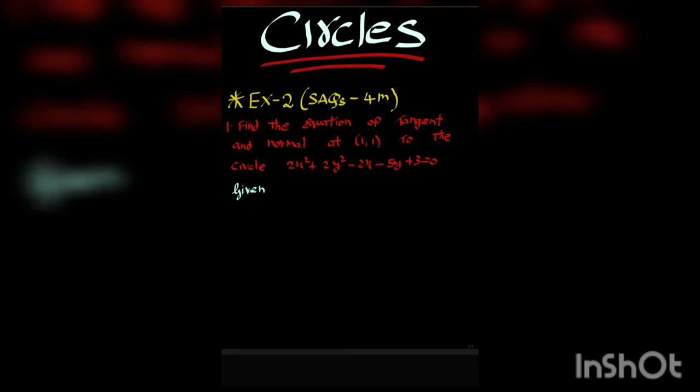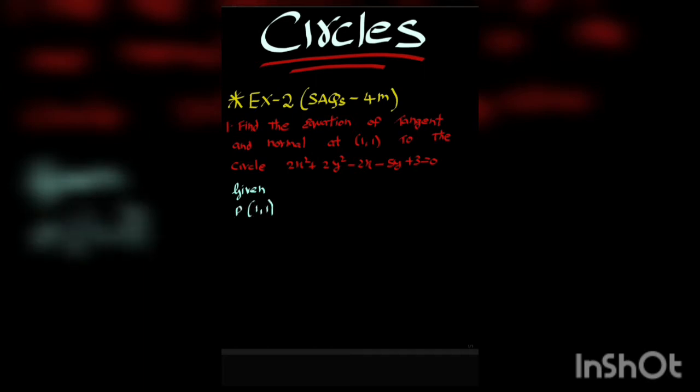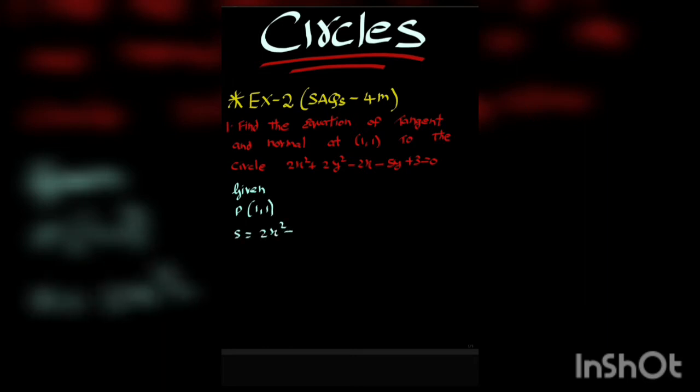Given P, that is (1, 1), and circle S, that is 2x² + 2y² - 2x - 5y + 3 = 0. So we know the conditions to form a circle: the x² coefficient should be 1, and the x² coefficient should be equal to the y² coefficient. So take 2 common.